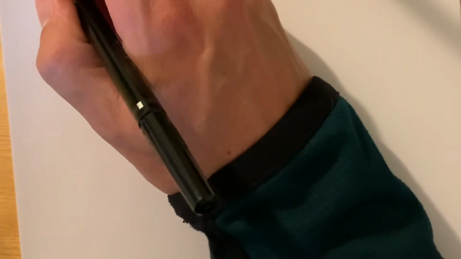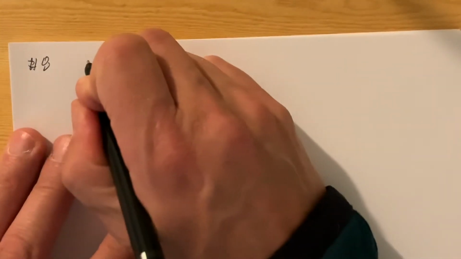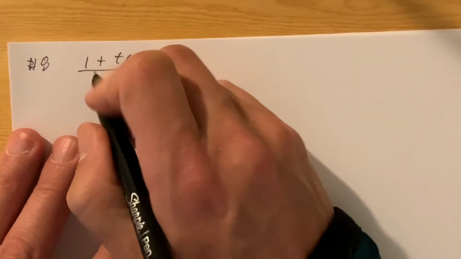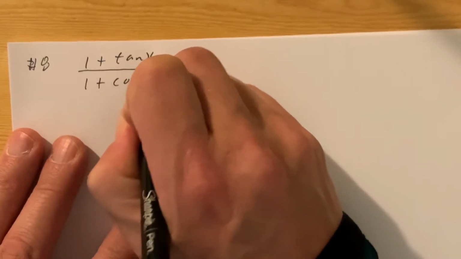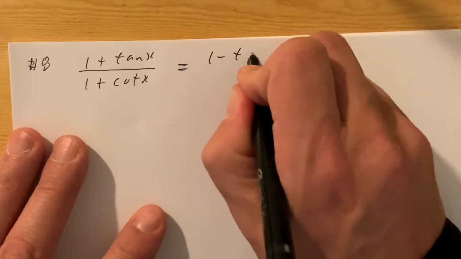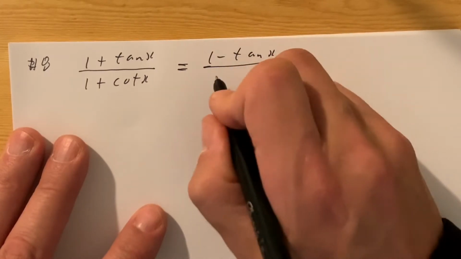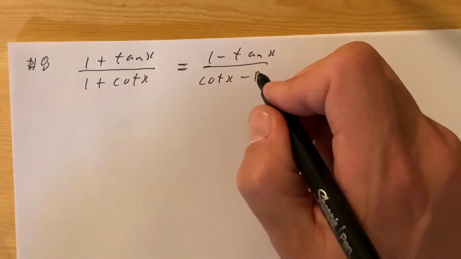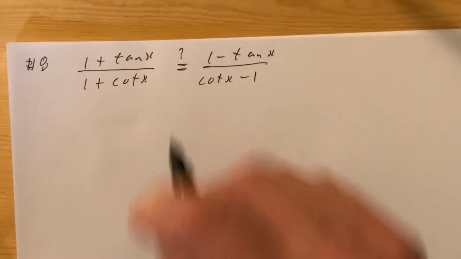Number 8 looks like this. Okay, so it's 1 plus tan x over 1 plus cotan x equals 1 minus tan x over cotan x minus 1. Okay, so that's what we want to prove here.